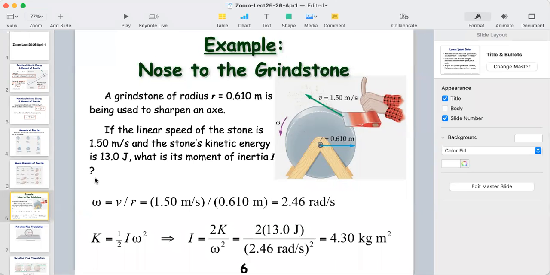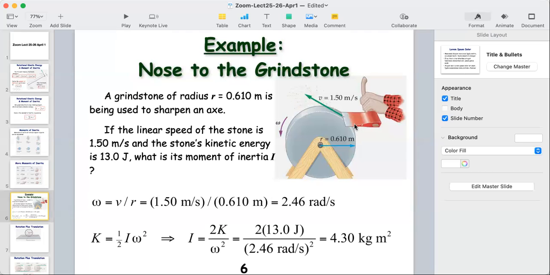So here, we are looking for the moment of inertia. We know it is related to the kinetic energy by this formula: the kinetic energy is 1/2 I omega squared. We know K, we need to know I, and the only thing that prevents us from knowing I is that we also need to know omega. Our omega is defined as the linear velocity divided by the radius.